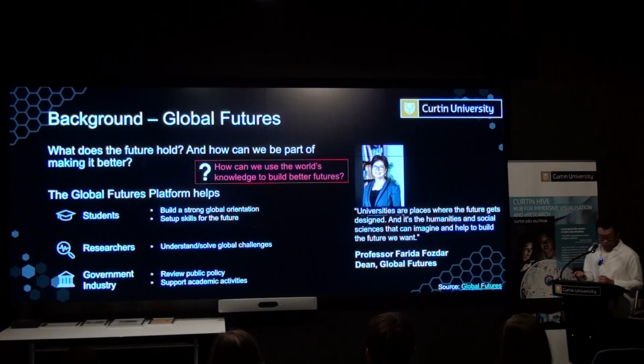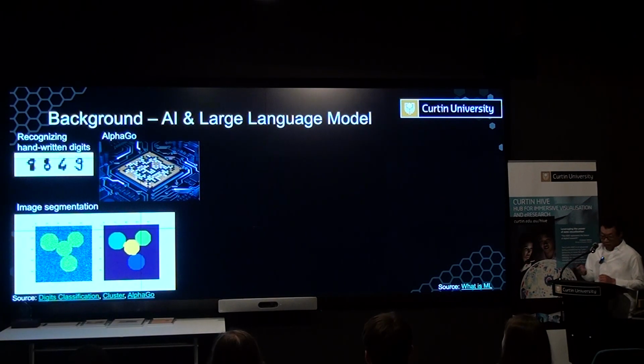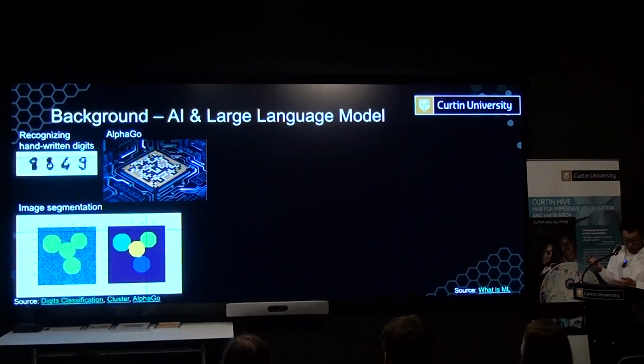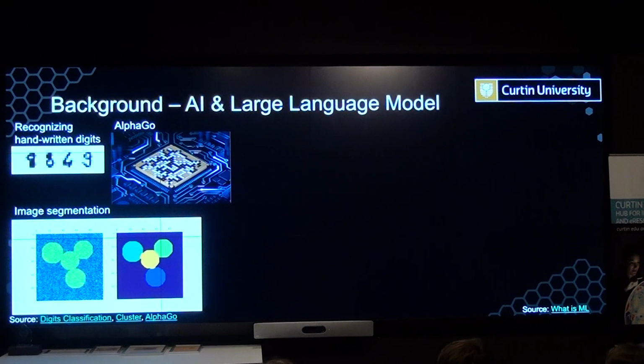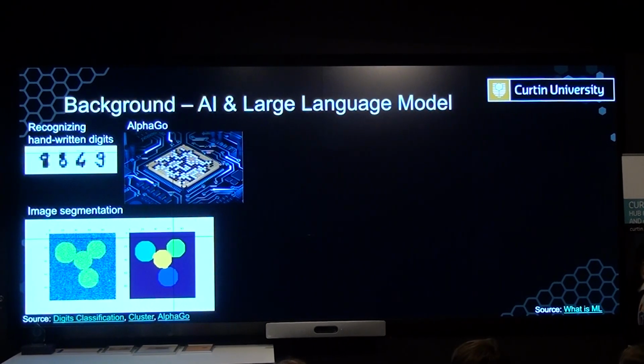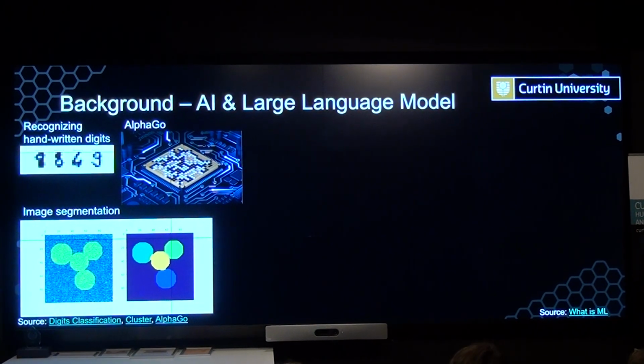Now, here is a question. How can we use the world's knowledge to build better futures? I think AI potentially offers an opportunity to forecast future events. AI, or artificial intelligence, especially large language models, has made great breakthroughs recently. Let's explore some examples.